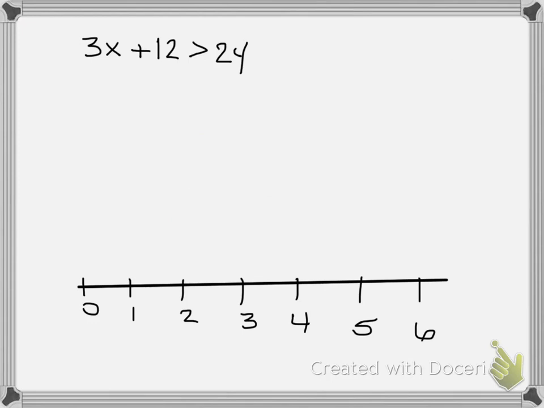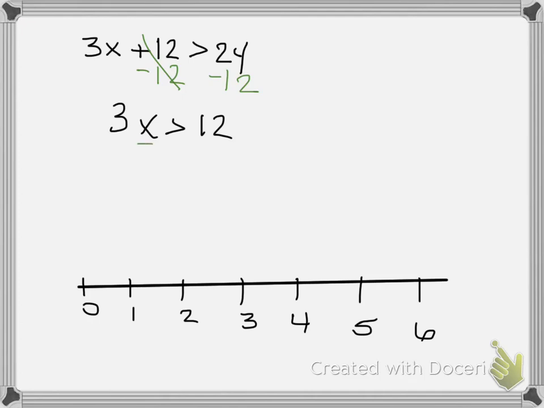Okay, let's try another. 3x plus 12 is greater than 24. We're going to solve and graph this as well. I don't want to know what 3x plus 12 is. My first step is to add or subtract. Since I'm adding 12, I'm going to subtract 12 from both sides. I want to do the opposite. And I'm left with 3x is greater than 12, because 24 minus 12 will give me 12.